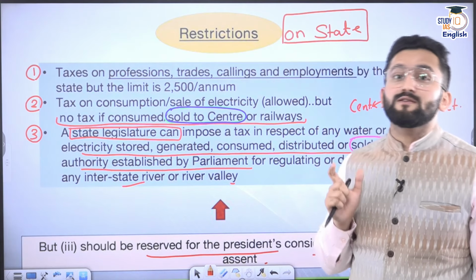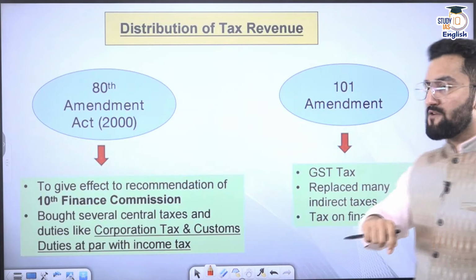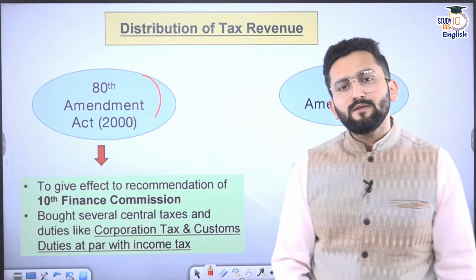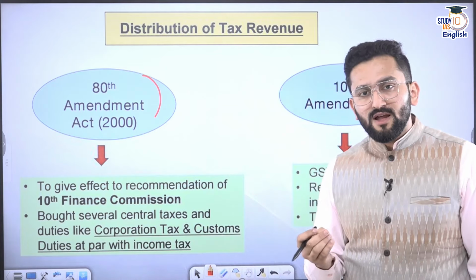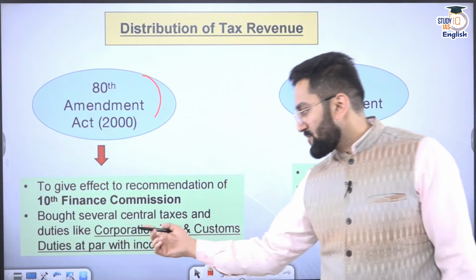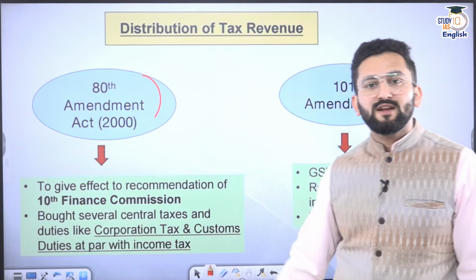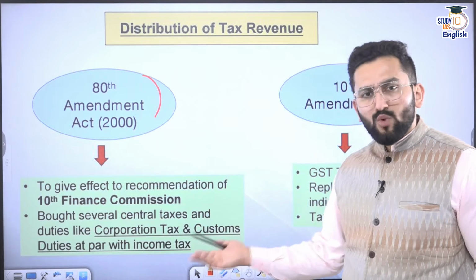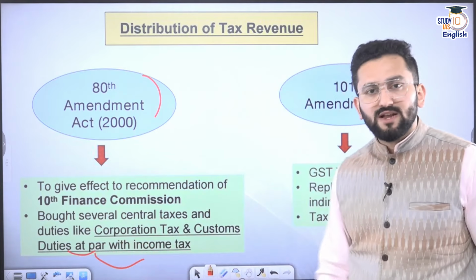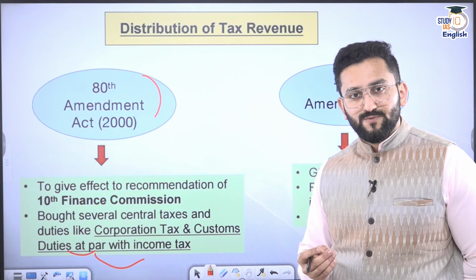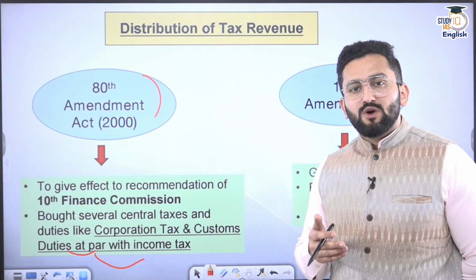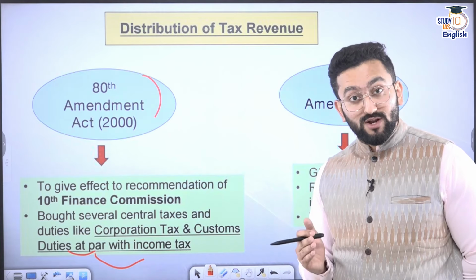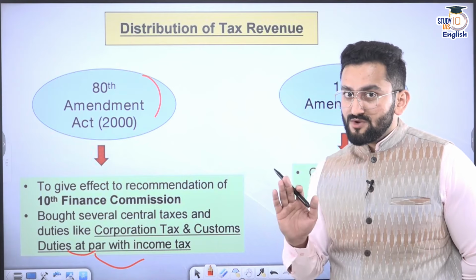Now, distribution of tax revenue. There was the 18th Amendment Act 2000 mentioned in your Lakshmikant. The purpose of this amendment was that it enhanced the level of corporation tax and customs duties at par with income tax. So it brought several central taxes at par. What is the meaning of at par with income tax? Let me explain. In the earlier slide I told you income tax proceeds are levied and collected by the center but distributed between center and state. It is confirmed to you, right?